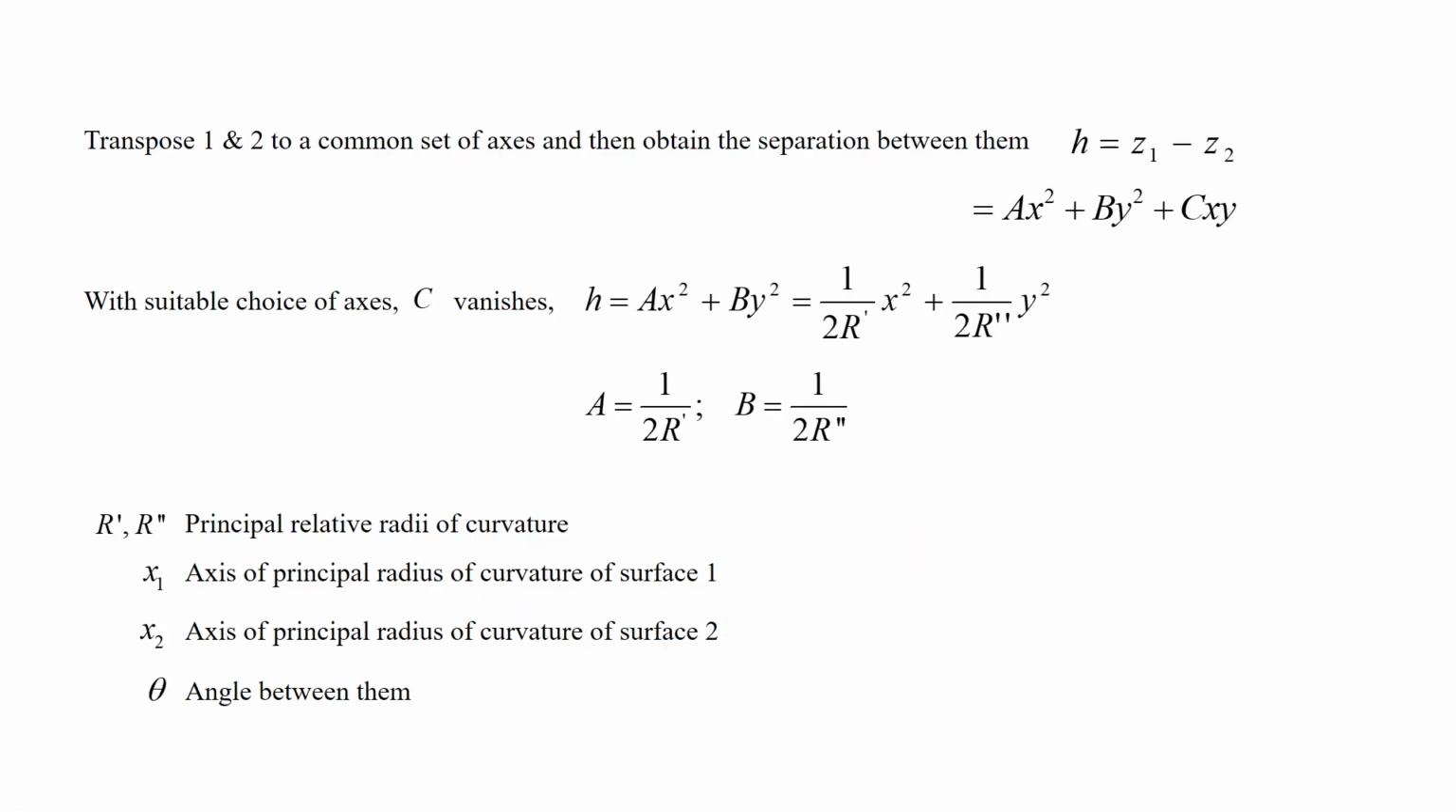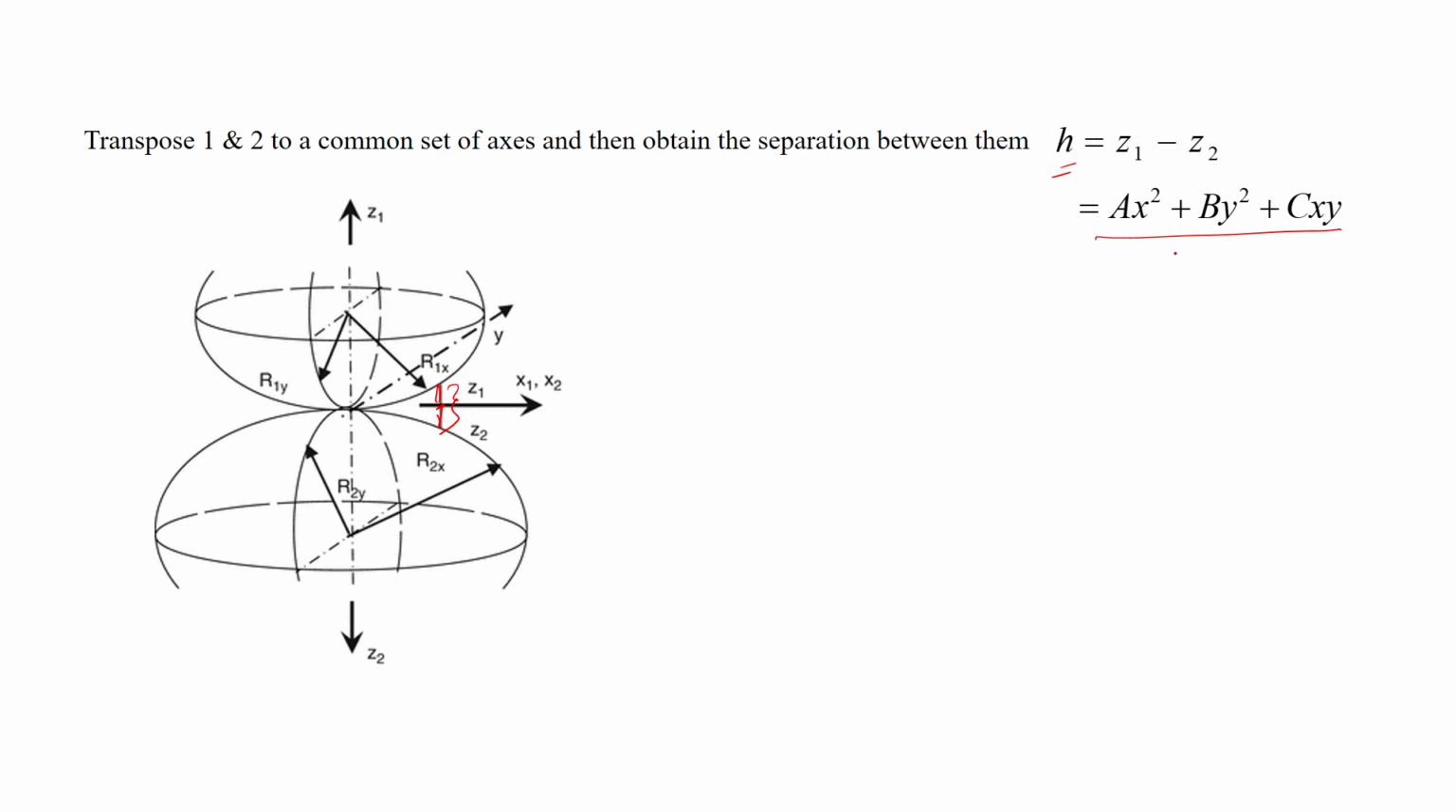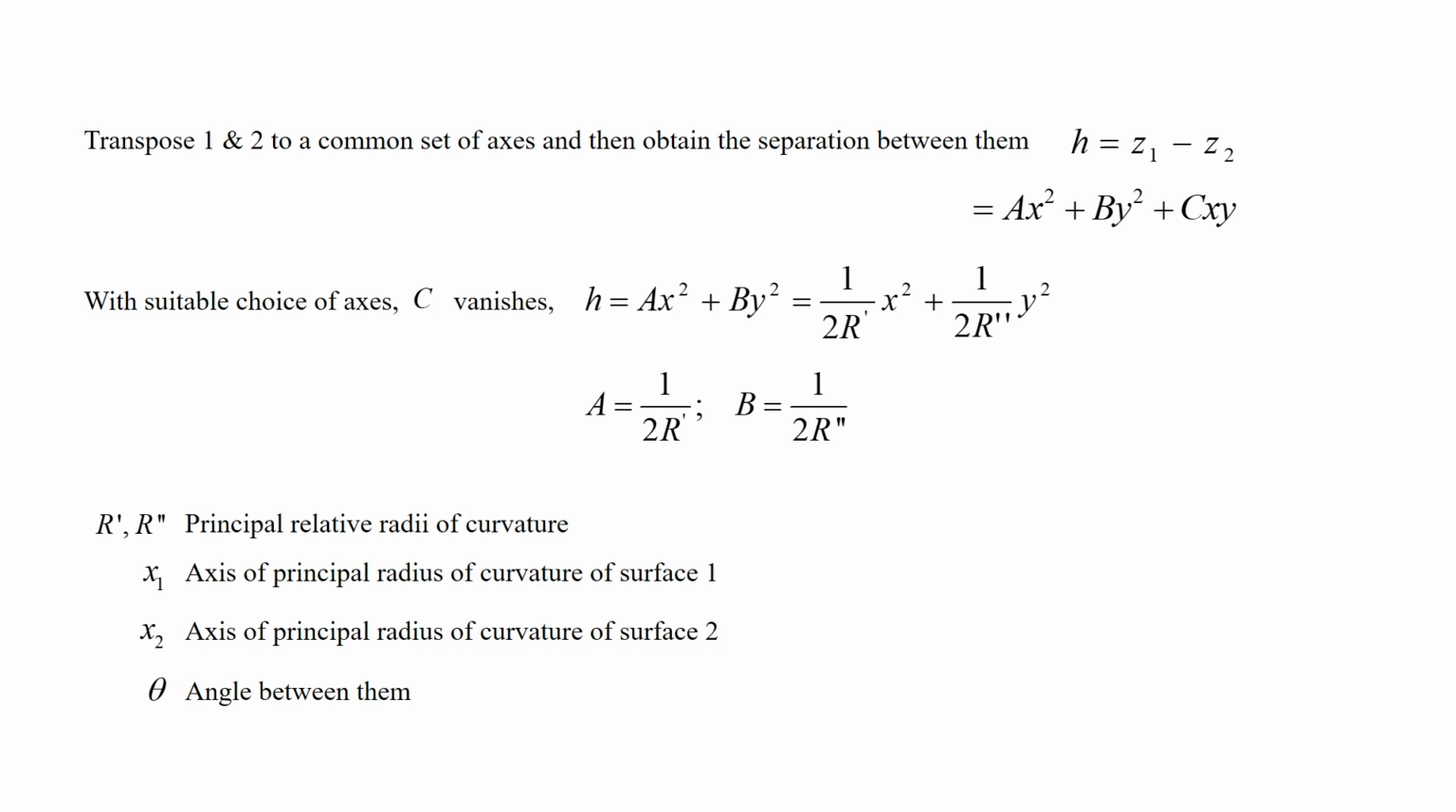And so, here that contour plot, we write it like this: ax square plus by square plus cxy. Now, what we do is we orient this xy axis such that we will have only the x square and y square terms, and this c term will become 0. So, we orient the xy axis in such a way that the c vanishes. So, basically what we have now is h equal to ax square plus by square, where a can be written as 1 by 2 r dash and b as 1 by 2 r double dash.